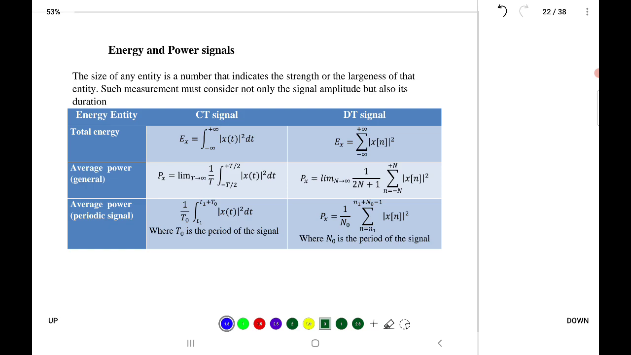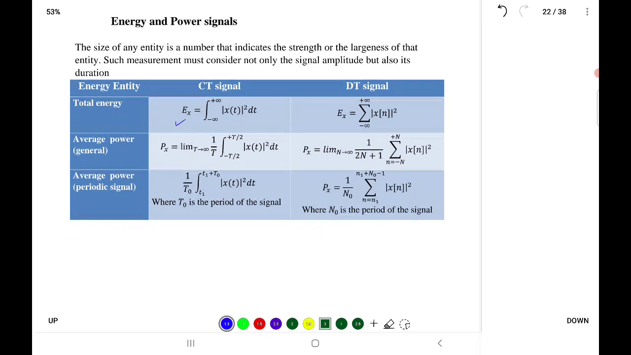How to calculate the energy of a signal, or the total energy of a signal? You get the signal x of t, and the signal here could be current, could be voltage, could be anything, and then find the amplitude, and then you square it and integrate from negative infinity to infinity. So that's how you get the energy.